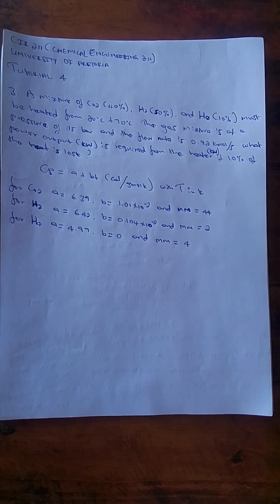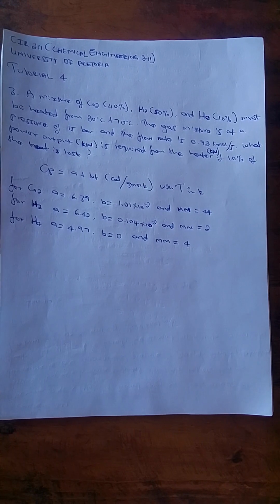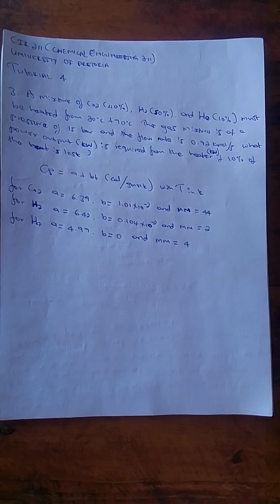Today we are continuing with our CIR 211 module. The CIR 211 module is the second year chemical engineering module at the University of Pretoria. Today we're looking at tutorial 4, and we are looking at question 3 of tutorial 4.